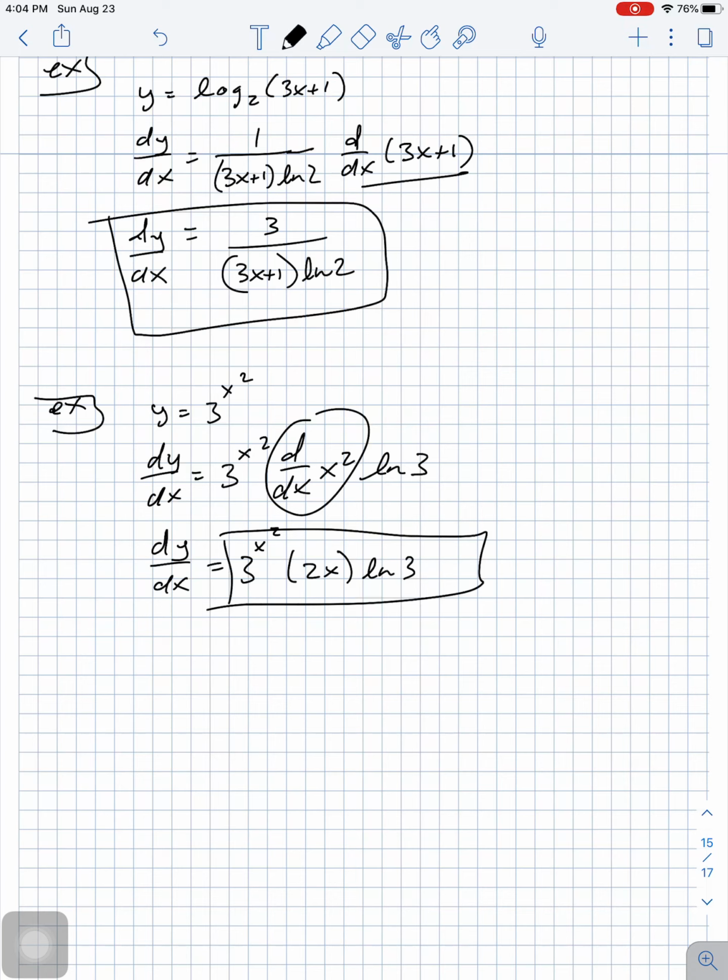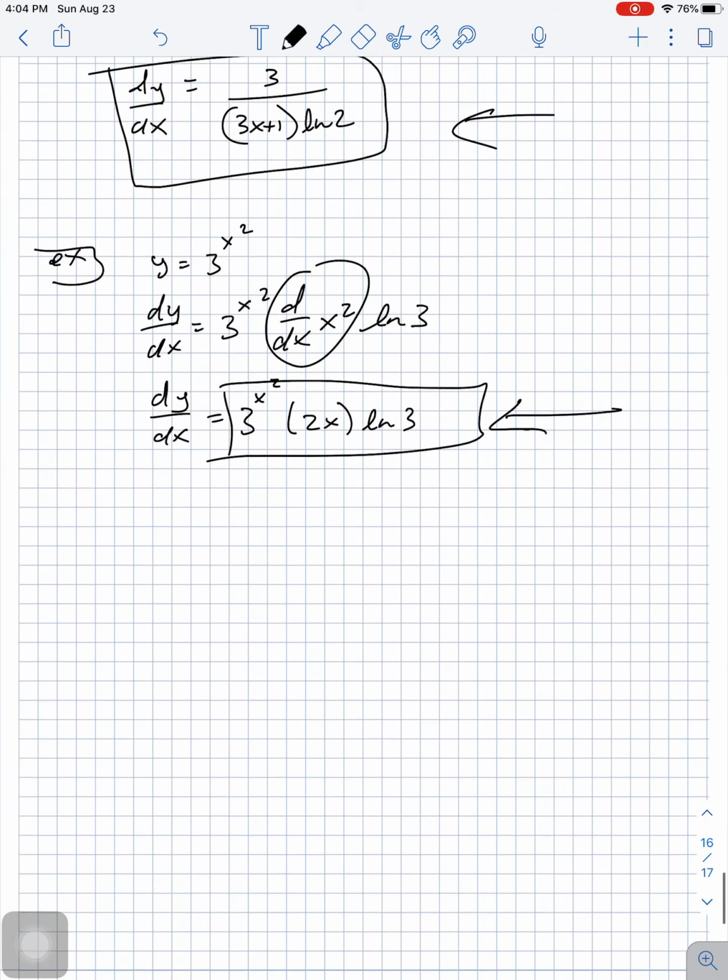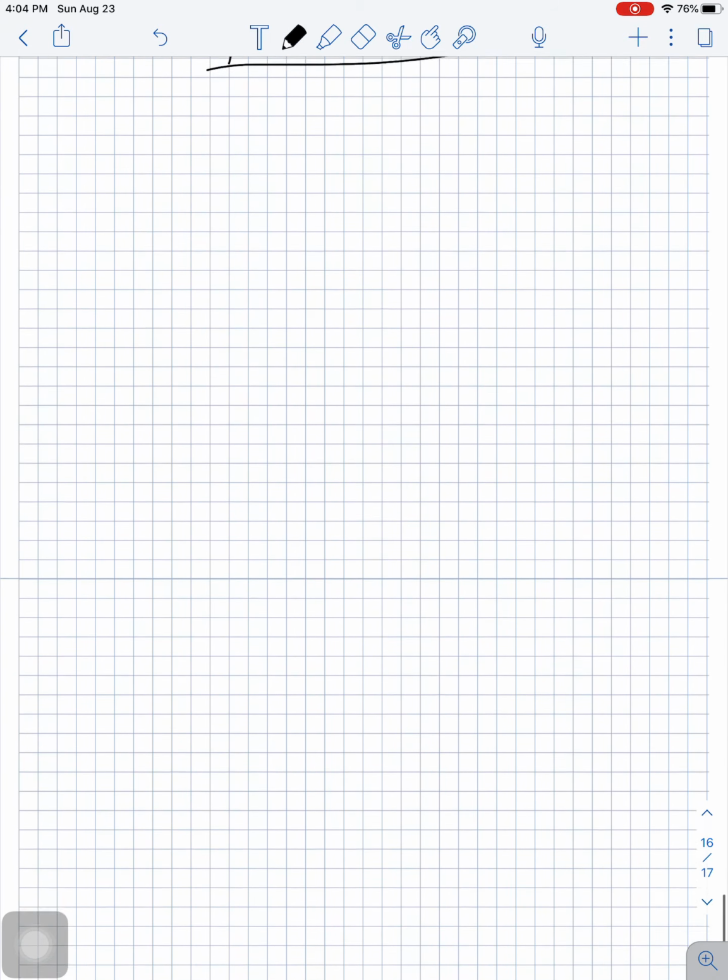And then I can couple any of these type of things in with a product or quotient. I won't go through all the possible combinations of that, but they work just like that one long example I did. All right, and the last thing I want you to see in this set is how to do a technique called logarithmic differentiation.